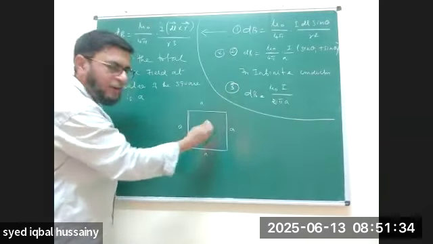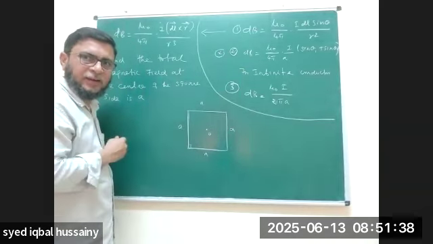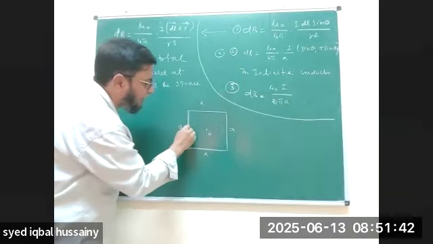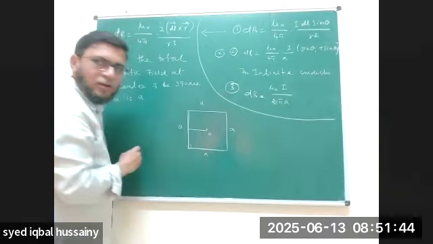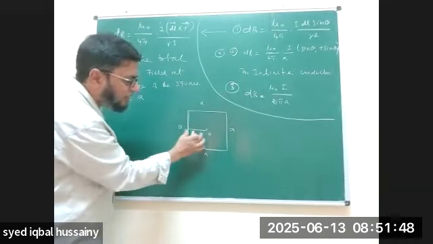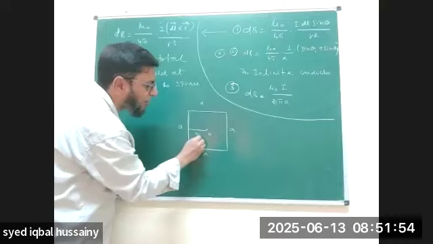Just forget about this side, this side, this side. You just take only one side. So take one side, children. The distance of that one side is this. Draw a line from the center point. If this is A, what is this distance? A by 2. This distance is A by 2.